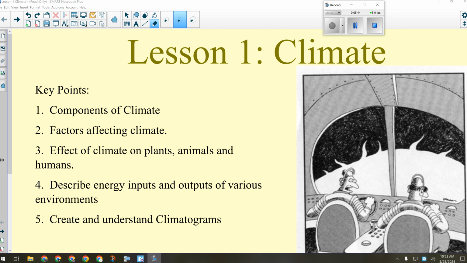So you can kind of have that in your head as an idea of what you need to get out of today's lesson. Number 3 and number 4 we kind of just touch on a little bit. They're not terribly important. And then number 5, create and understand climatograms or climate graphs. We are going to be doing quite a bit with those. Being able to look at a climate graph and determine the climate of this area is like this, here's where it's likely located, and here are the main factors that would affect it.